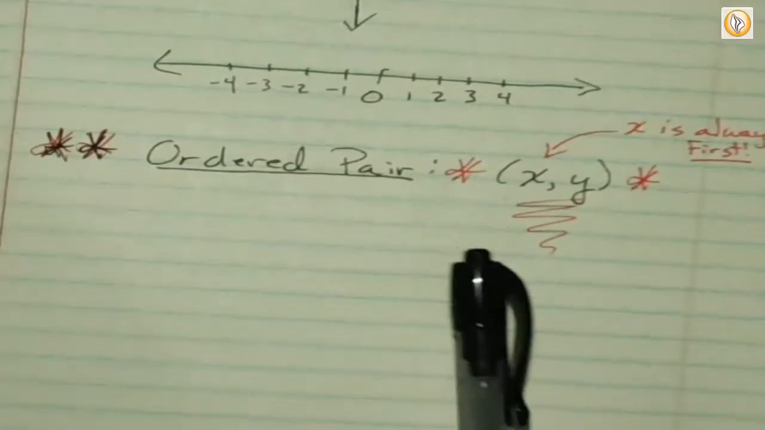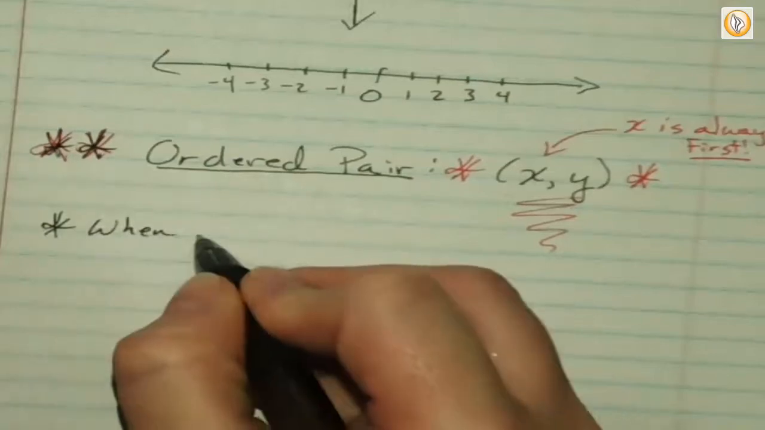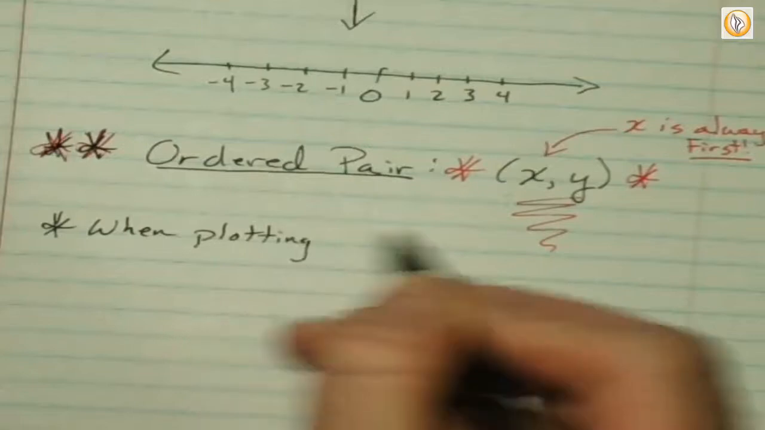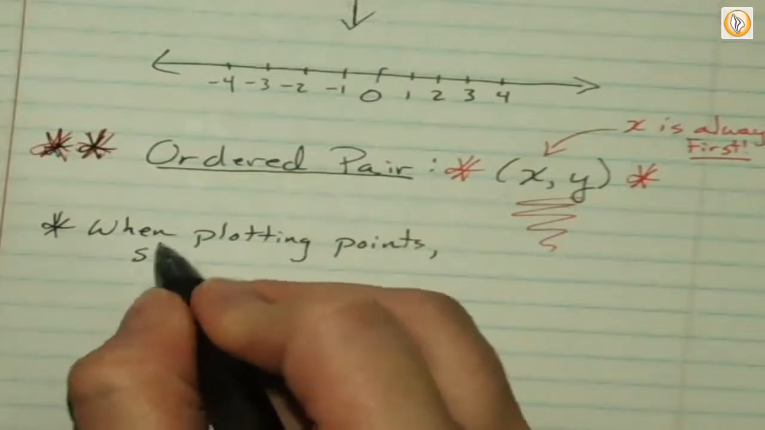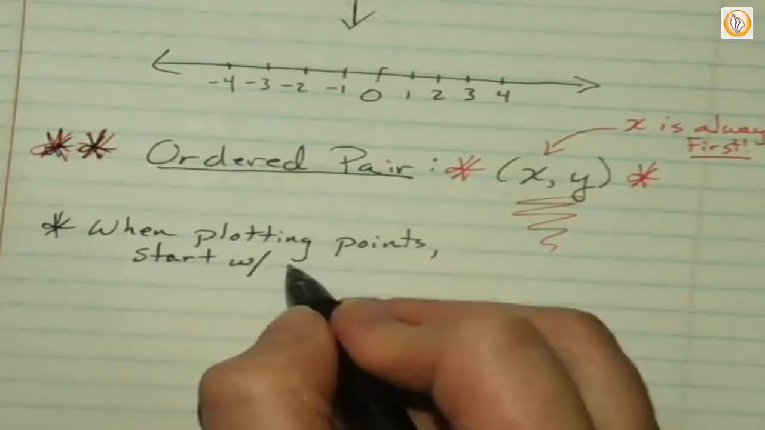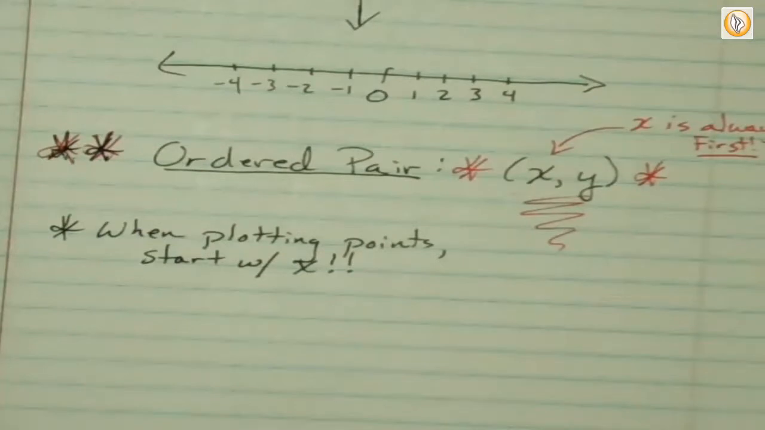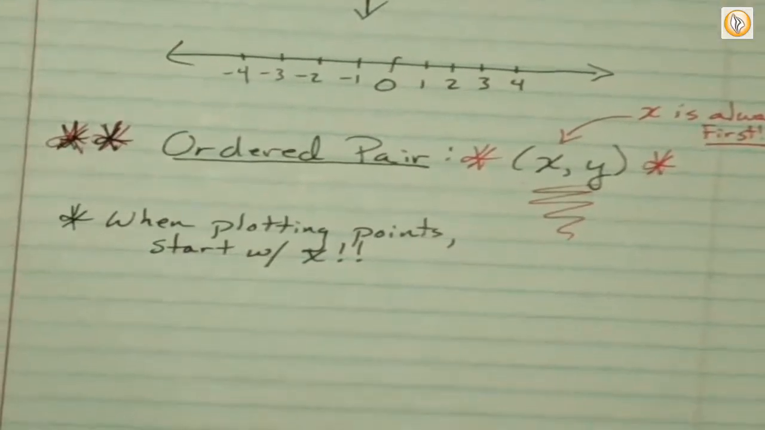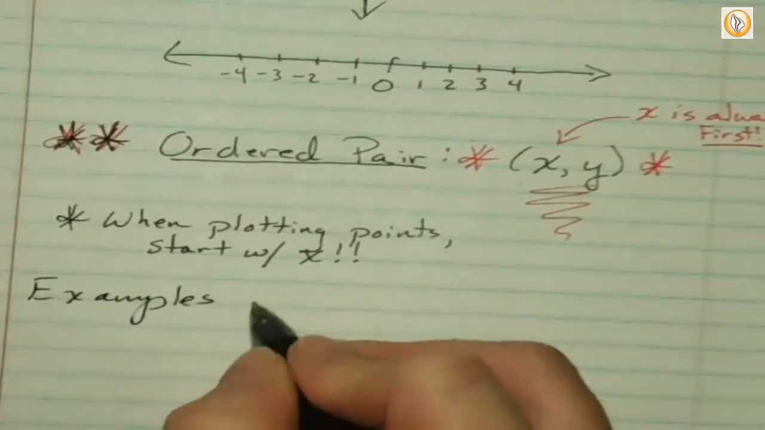When plotting points, start with X. When plotting points, start with X. After you've gotten that written, let's start with some examples in our book. I have a quick question.